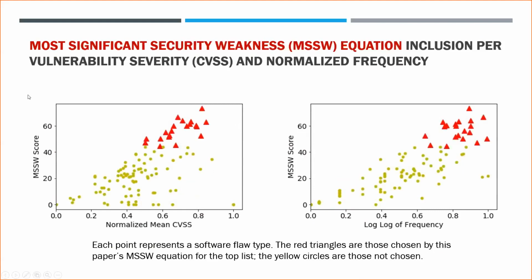So looking at our mitigated equation, our MSSW, or most significant security weakness equation, and looking at its inclusion, notice on the left side that we now normalize fully between 0 and 1 on the severity scores. And notice that we choose CWEs that tend towards being higher severity, which is what we want, but are not exclusively the highest severity ones. And on the right side, again, we include CWEs on our top list that tend towards being the higher frequency CWEs, but they're not exclusively the highest frequency CWEs. And notice on the x-axis that we use a double log of the frequency, and that's our main modification in mitigating the flaw in the MDSE equation. We'll discuss that more in a second.